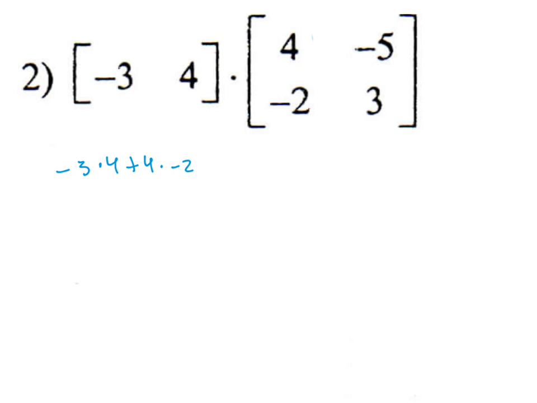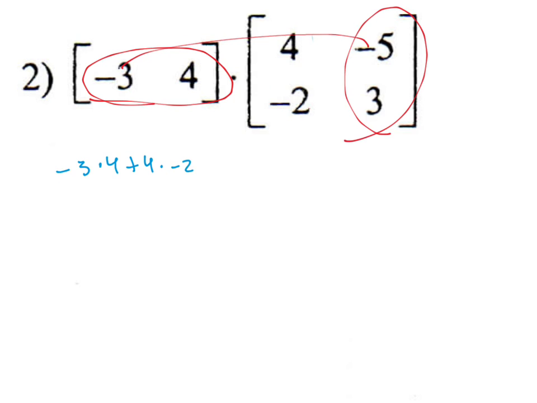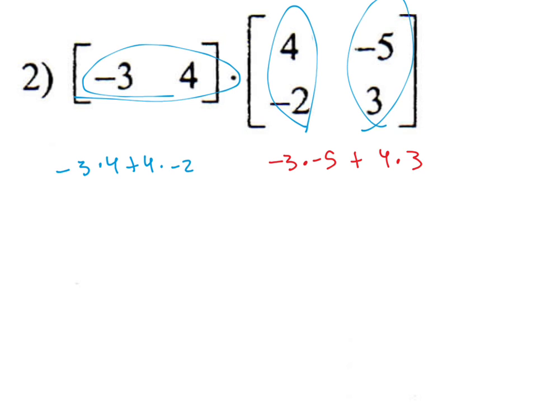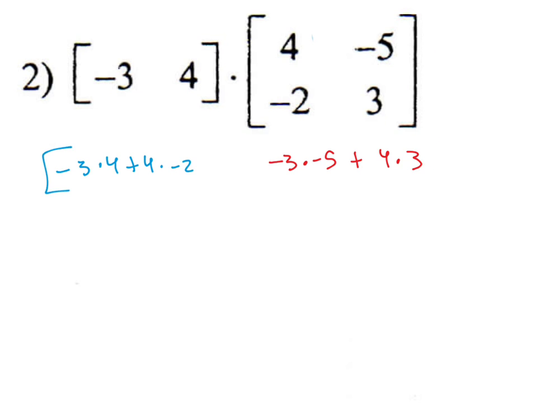I'm going to switch colors. So now I'm going to do this row times this column. Once again, first things times together, second things times together, and then you add. So it's going to be negative 3 times negative 5 plus 4 times 3. And now that we've done every row of the first times every column of the second, this is actually done. And so that's our matrix. It's only going to have one row and two columns. When you simplify these expressions, you'll get your final answer.